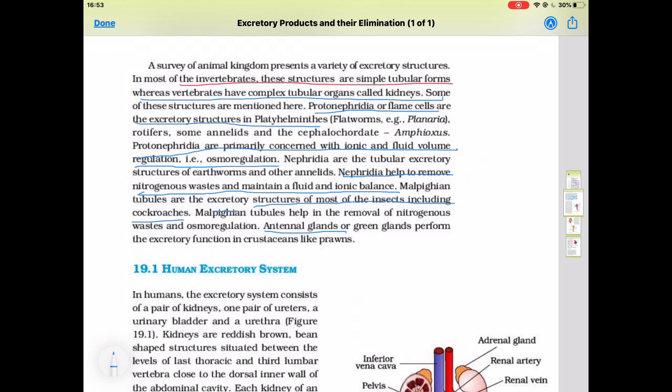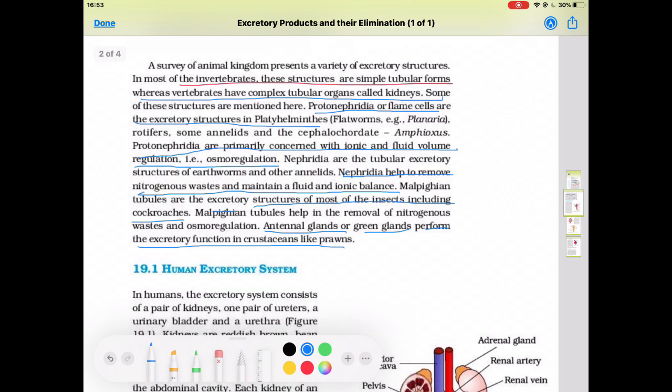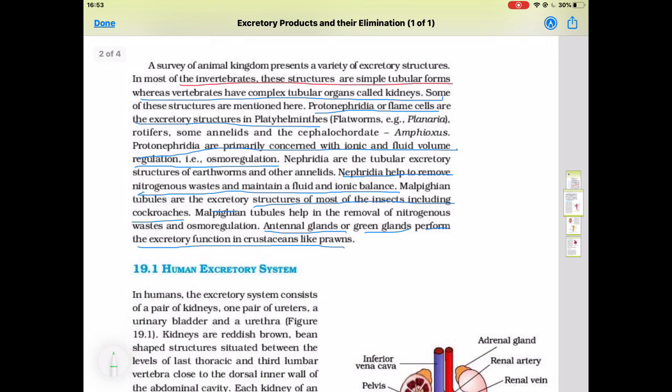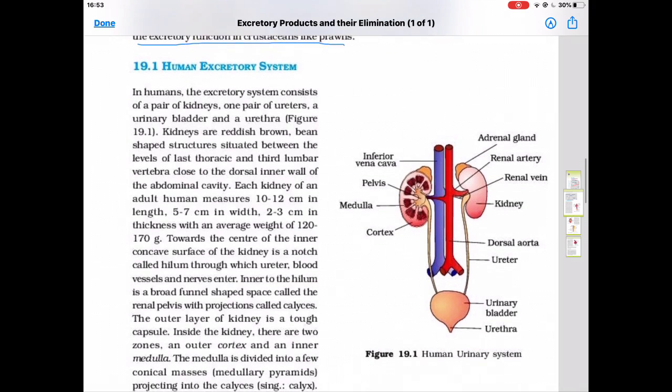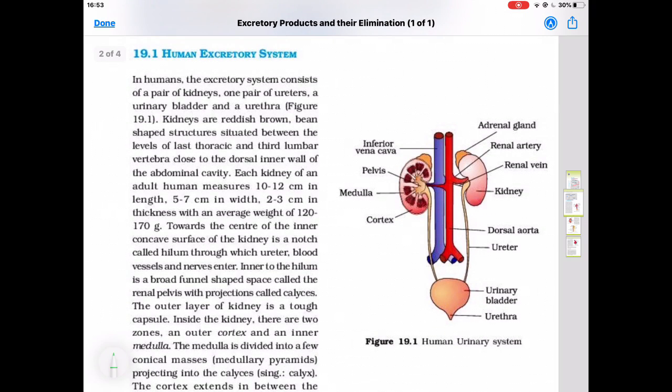Antennal glands or green glands perform the function of excretion in crustaceans like prawns. So in prawn, green glands or antennal glands are present. These words are important. Learn the name of the excretory structure and in which animal it is present. Important: learn protonephridia, nephridia, Malpighian tubules, and antennal glands.